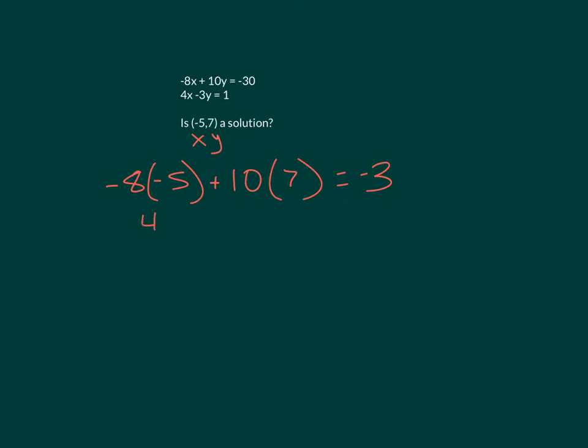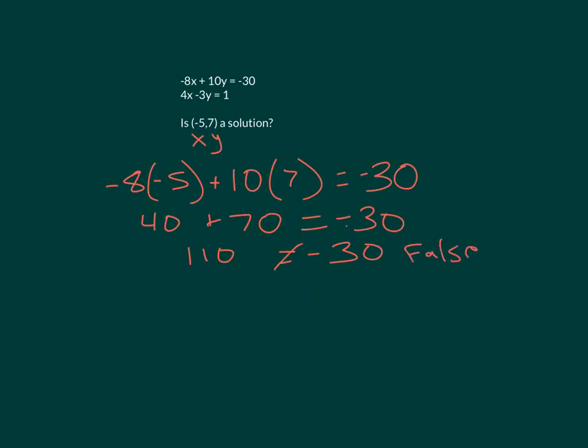So this is 40 when I multiply, plus 70 equals -30. So that's 40 plus 70, that's 110 equals -30. Well, if I think about that, that's not true, okay? That's false. If it's false for one equation, it doesn't matter if I do the other equation or not. It could be true in the other equation, but again, it doesn't matter. So this is not a solution.